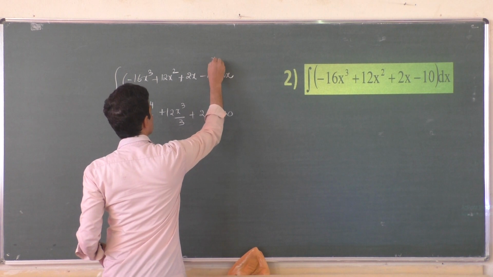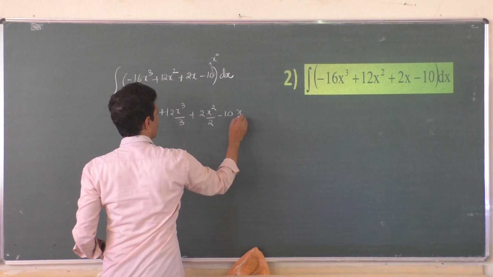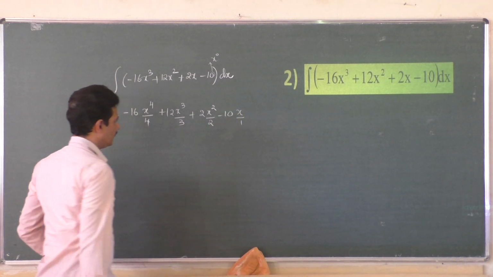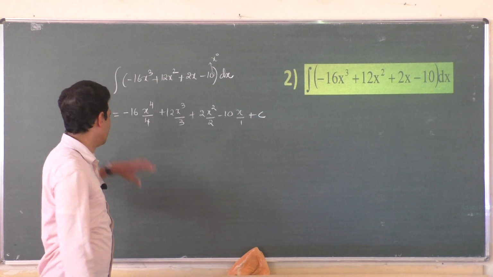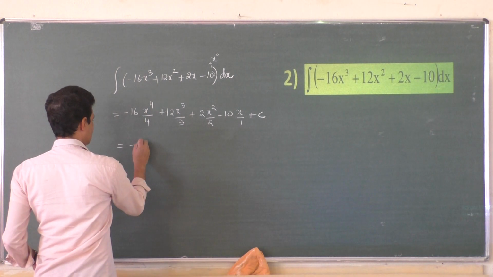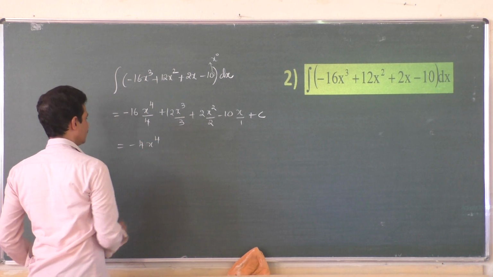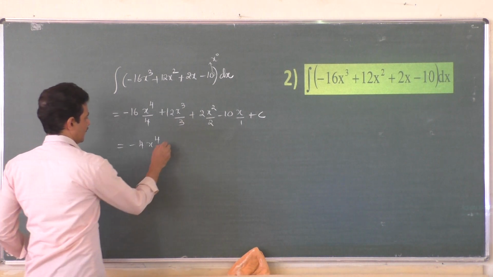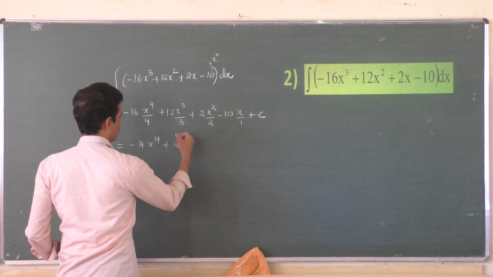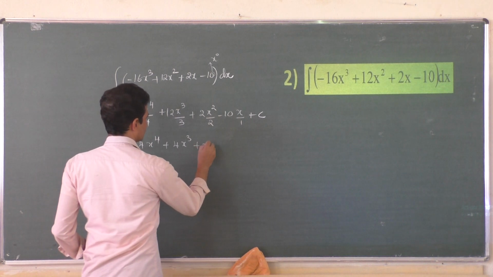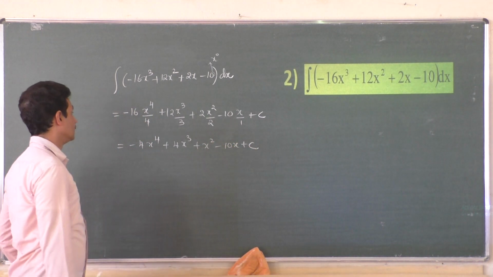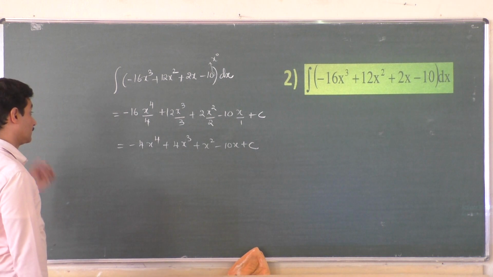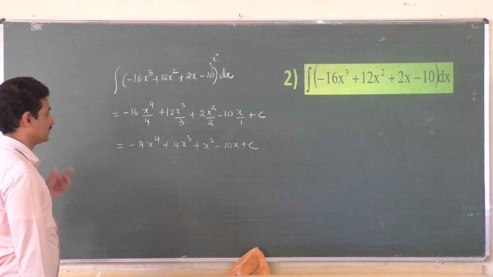Here you can write x to the power 0. So x to the power 0 plus 1 by 0 plus 1, plus the integration constant. Okay, that is equal to minus 4 x to the power 4 plus 4x cube plus x square minus 10x plus c. This is the value of the integration of minus 16x cube plus 12x square plus 2x minus 10.